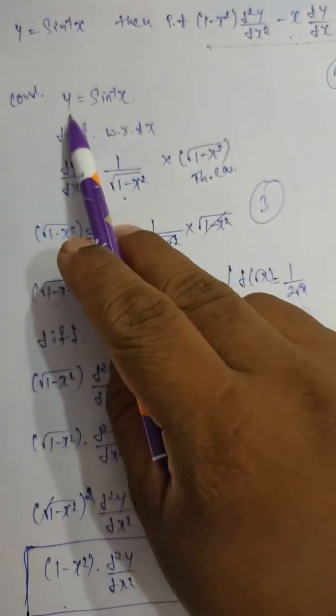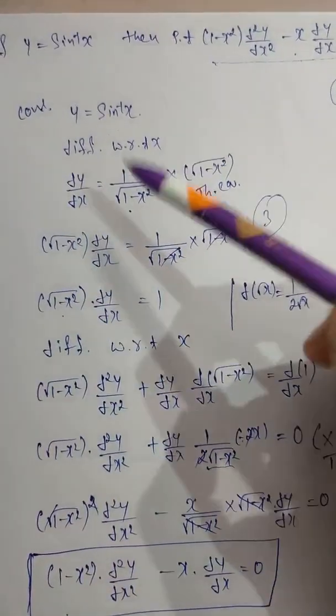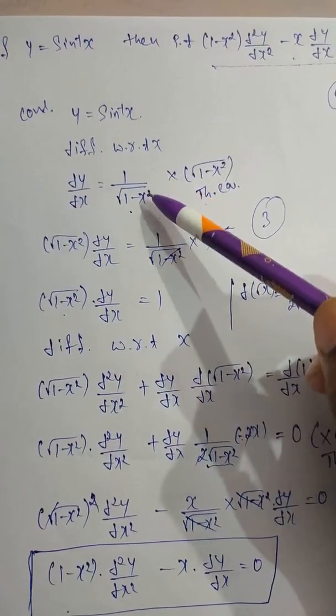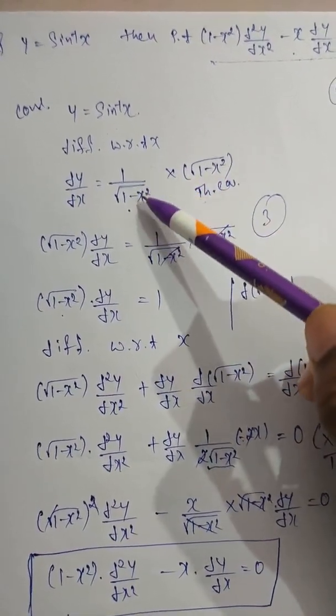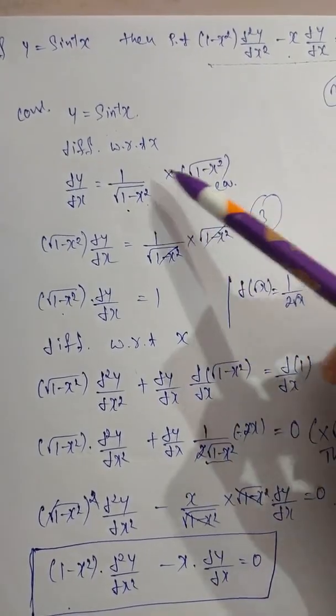Just listen here. If y is equal to sin inverse x, differentiate with respect to x. What is the differentiation of sin inverse x? It is 1 by root of 1 minus x square. After the differentiation we have root of 1 minus x square in the denominator, so multiply the root of 1 minus x square throughout the equation.